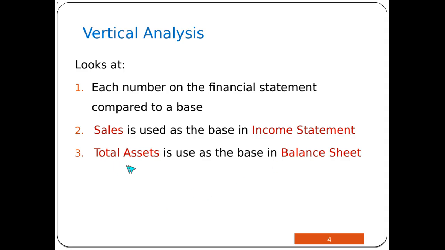We could do the same in the balance sheet. In the balance sheet, the base number is total assets, and every single number in the balance sheet is compared to the total assets. So if the total assets is considered 100%, then the other numbers are a percentage of that total number. So let's look at an example to make more sense of this concept.